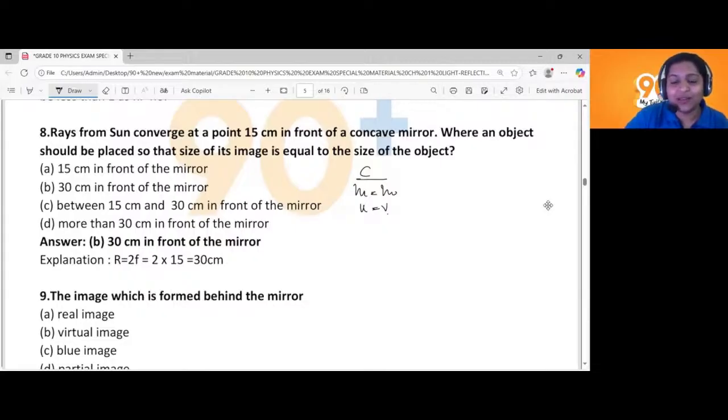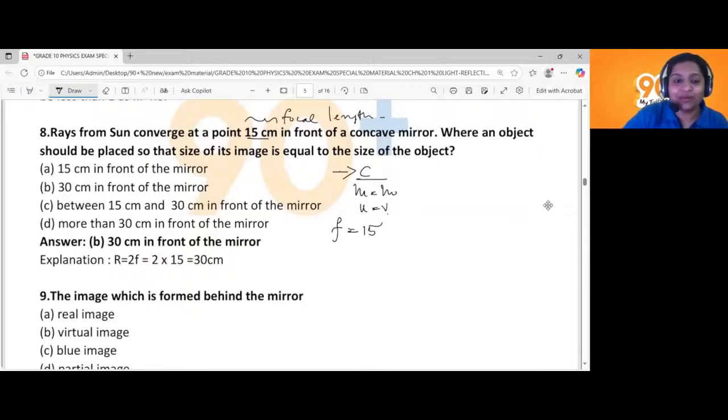This condition is object at C. But here, what is given? It is converging at a point 15 centimeter in front of a concave mirror. What is that? This is the focal length. 15 centimeter is the focal length. F is equal to 15 centimeter.